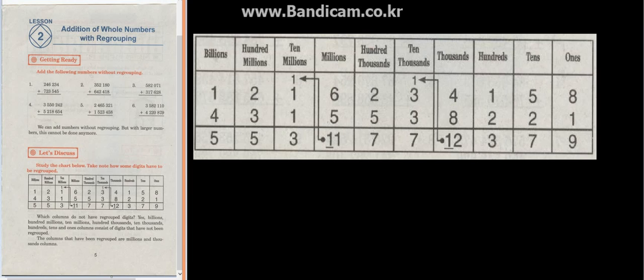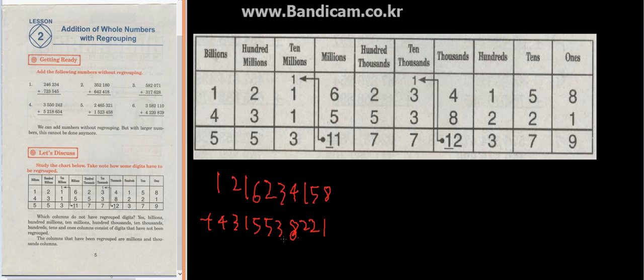So study the chart below, take note how some digits have to be regrouped. This number here is kind of adding 1,216,234,158, adding 4,315,538 and 1,221. Did I say thousand? Was million. Anyway, if I add those two numbers, what will happen?